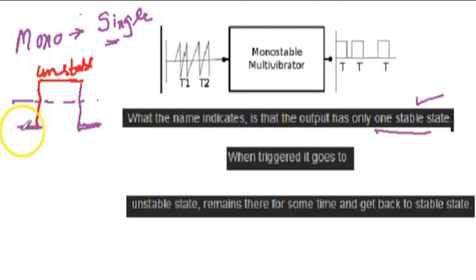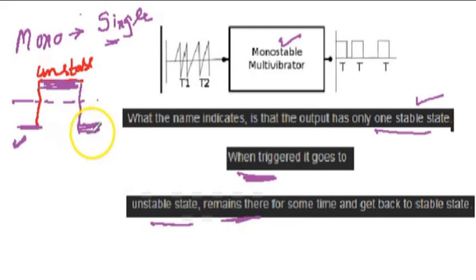But here, this is stable, and when it is triggered, if we trigger the multivibrator, then it goes to the unstable state and remains there for some time, but then comes back to the stable state. This is the definition of a multivibrator.